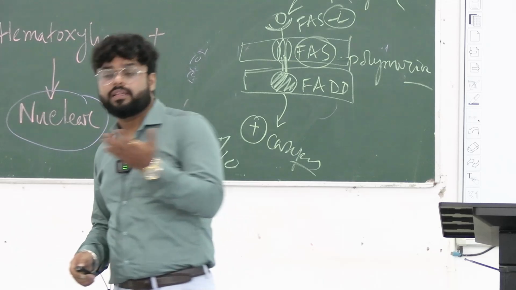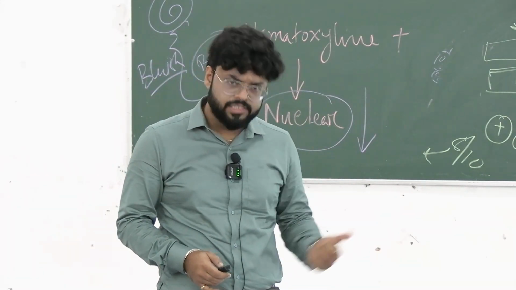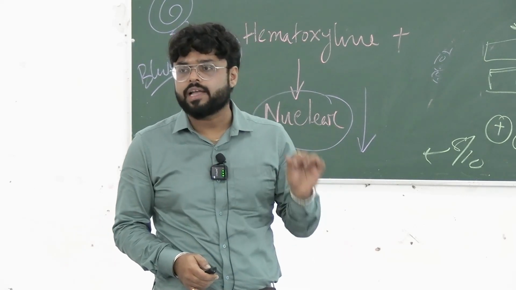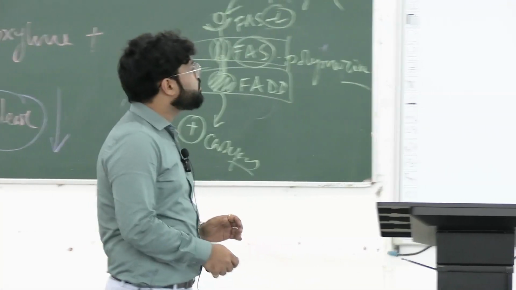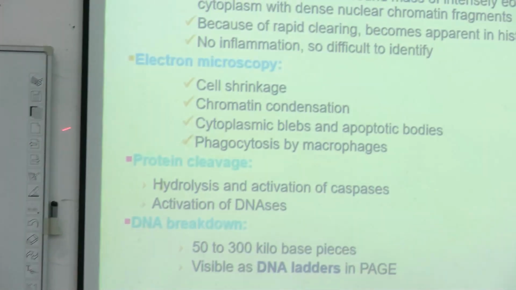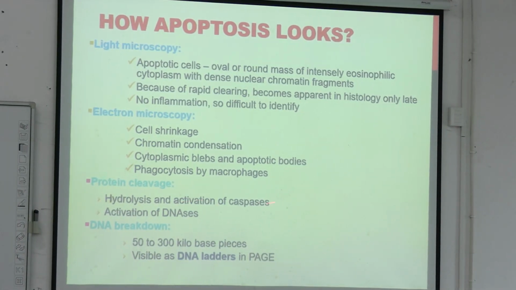What did I say? How can we identify it then? How can I identify this might be an apoptotic cell? Because there will be some marker known as annexin 5. So in electron microscope there will be some chromatin condensation, cell shrinkage, cytoplasmic blebs, and apoptotic body formation.